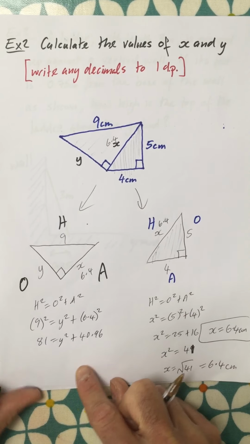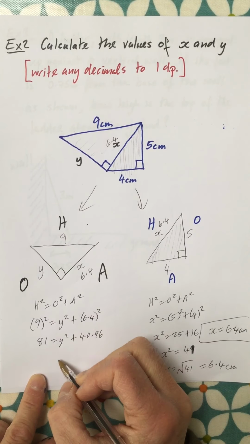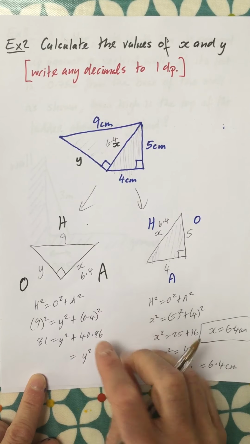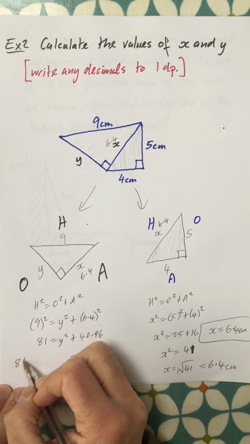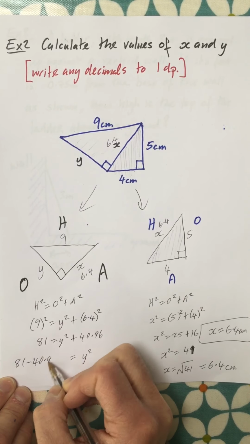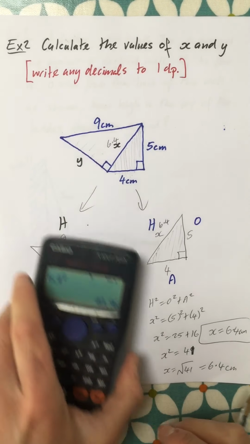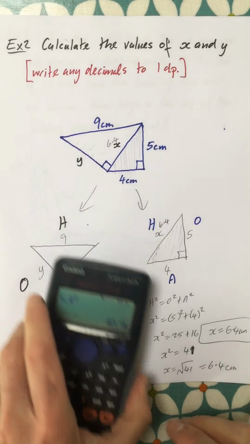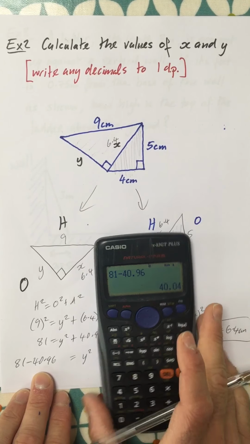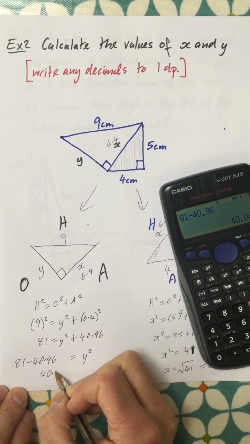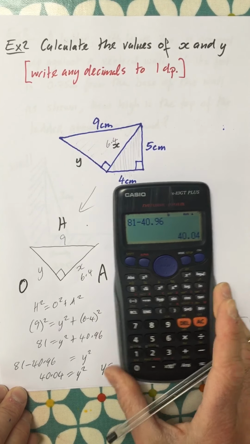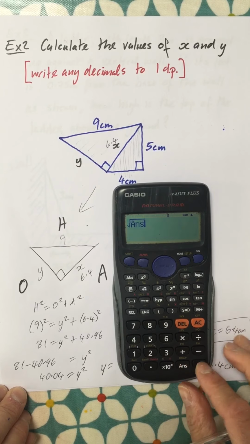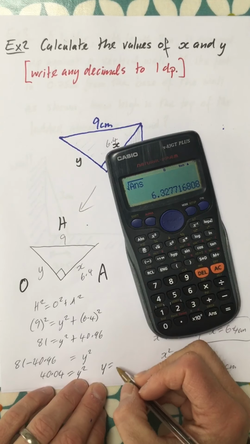Now, what we want to do next is get y squared on its own. So y squared I'm going to leave on the right, and when you bring the 40.96 over to the left, you're taking it away. So it's going to be 81 minus 40.96. And when you do that in the calculator, 81 minus 40.96, you get 40.04. And then to get what y is, we just get the square root of that. So I'm going to get the square root of our answer, and I'm getting 6.3.